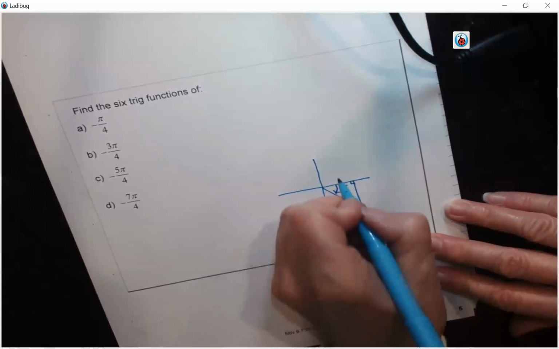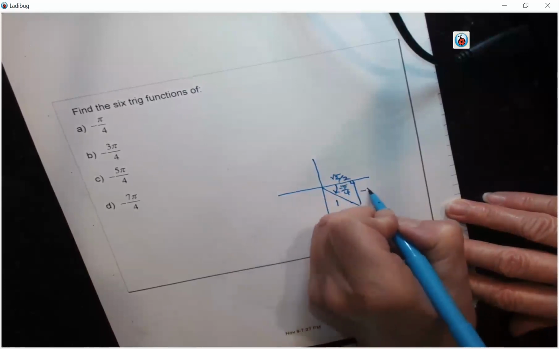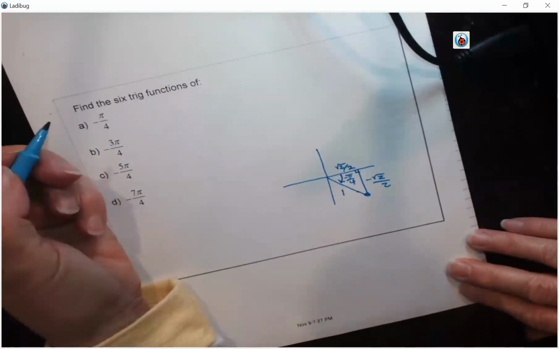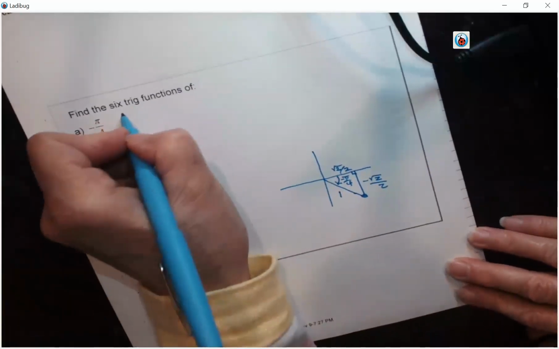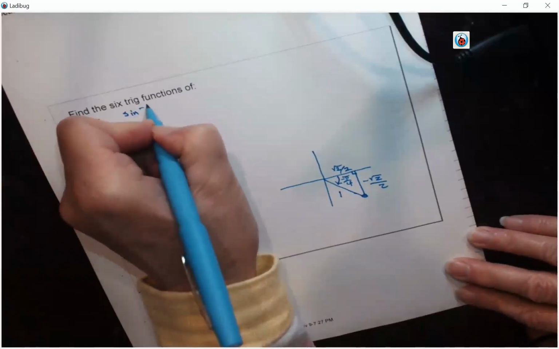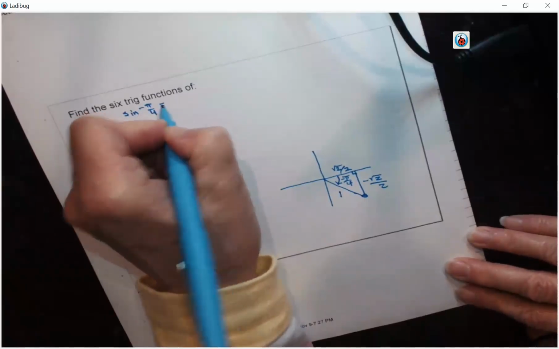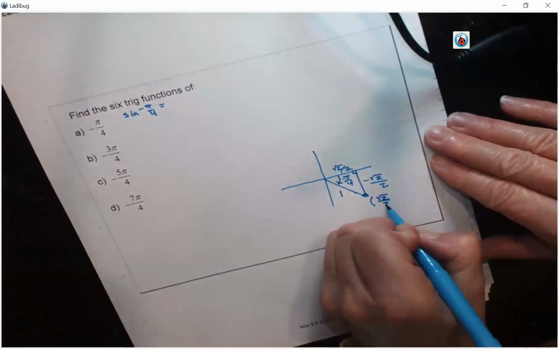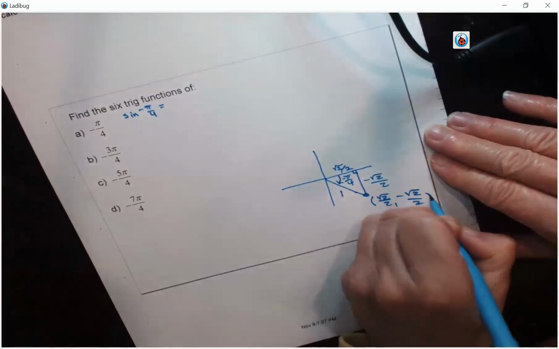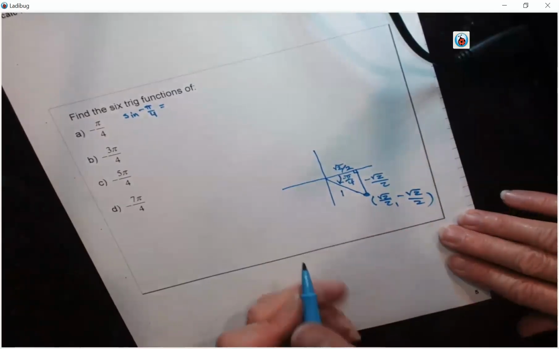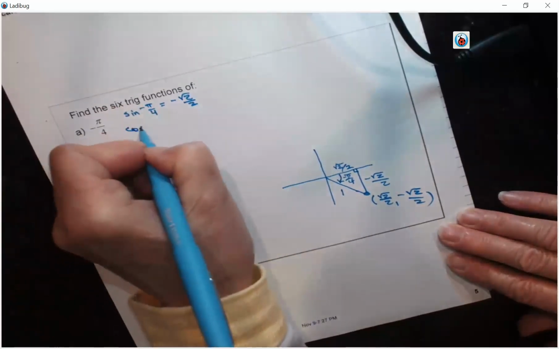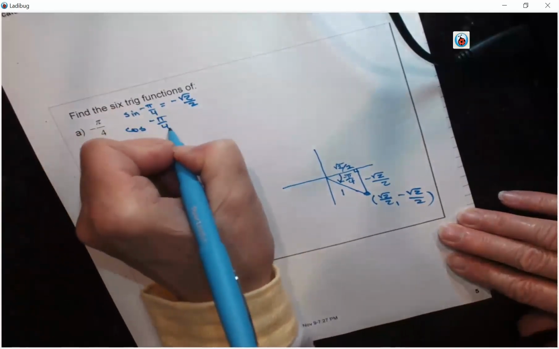If we think about the hypotenuse being 1, this is √2/2. This is -√2/2 because we're going down below the x-axis. Let's think about this. The sine of -π/4 is equal to the y-coordinate. Think about this as a point, √2/2, -√2/2. The sine of -π/4 is just -√2/2. The cosine of -π/4 is +√2/2.